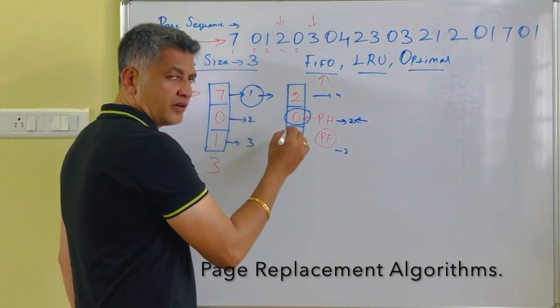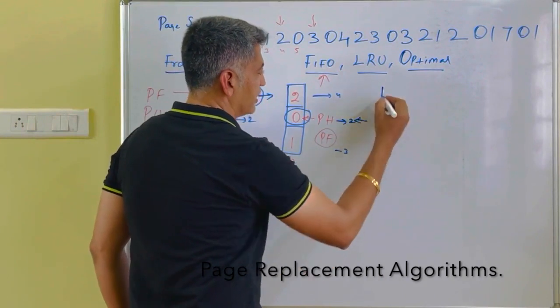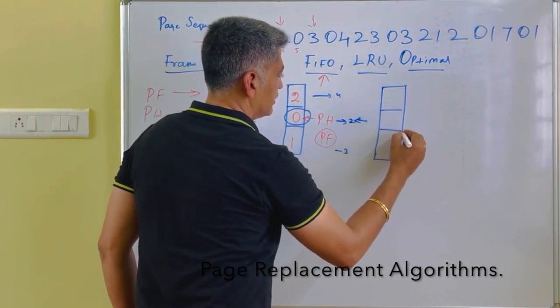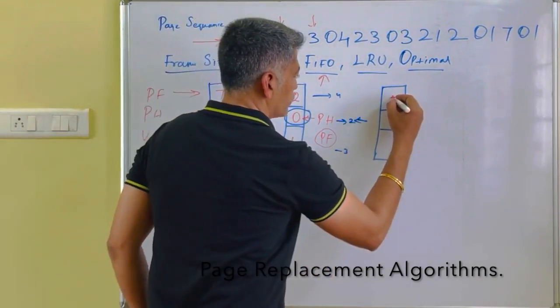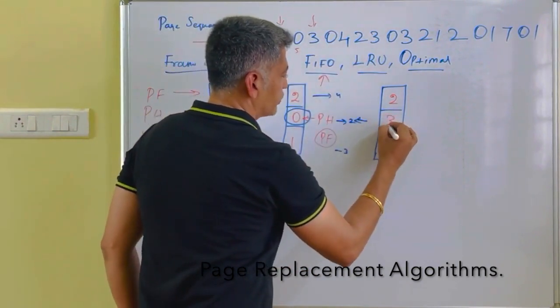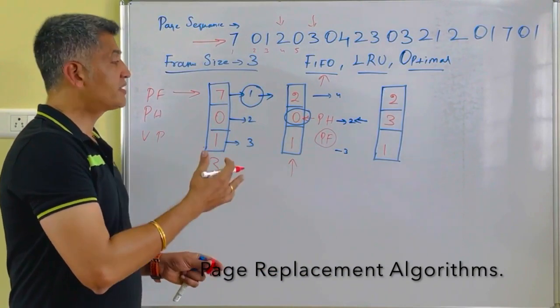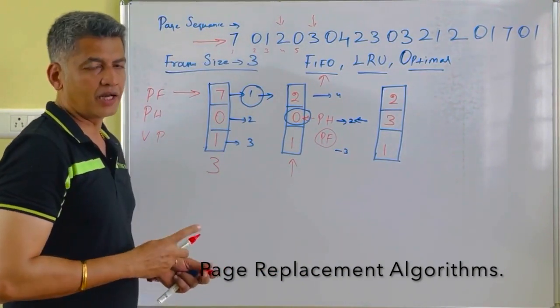Right. So now instead of 0, your new page will be entered here. Fine. Okay, so now here 2 is already there, then 1 is there. Instead of 0, you need to enter 3. Okay, so now you can understand the process of the first in first out page replacement algorithm.